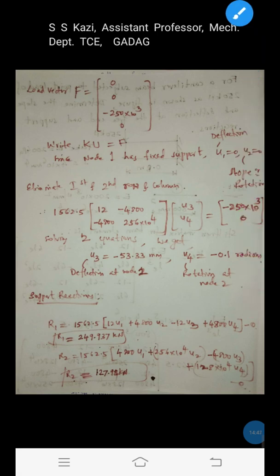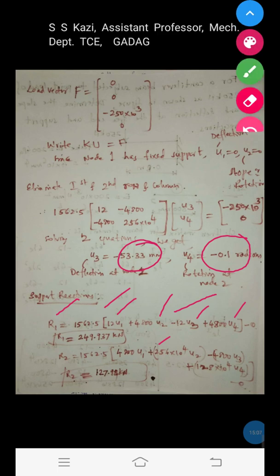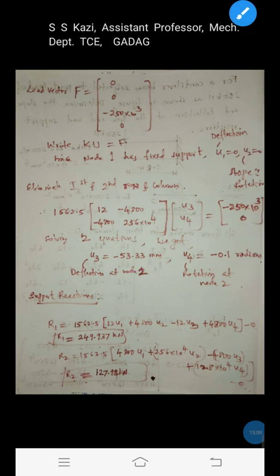Now here R1 and R2, by using the first two equations of the equilibrium equation, R equals Ku minus F, this I wrote, and I have substituted U1 and U2 as 0, and U3 and U4 as minus 53.33 and minus 0.1 into the R1 and R2 equations. We will get R1 as 249.937 kilonewton, that is approximately 250 kilonewton, and R2 is 127.9 kilonewton.